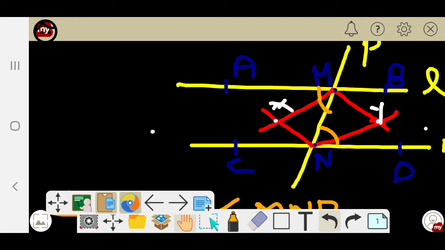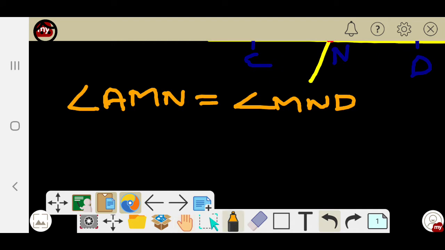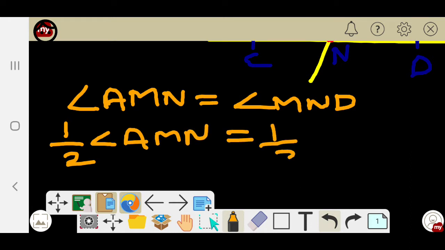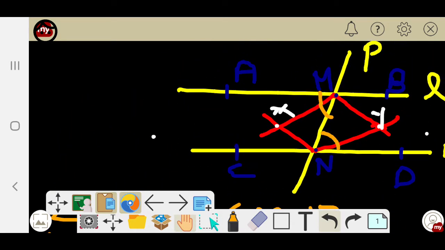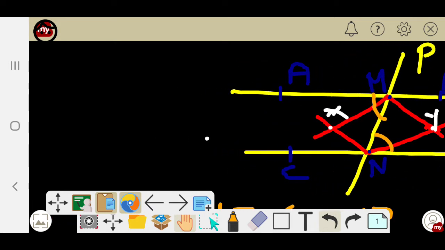And if it is so, half of angle AMN equals half of angle MND. If two are equal, then their halves are also equal. Next, what is half of AMN? Consider the angle AMN, this one.